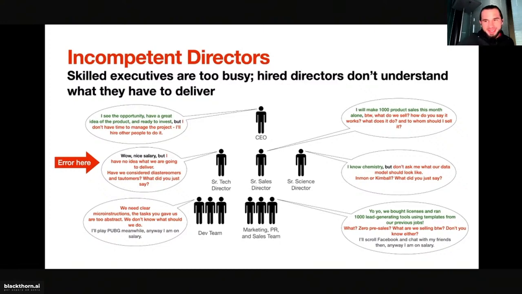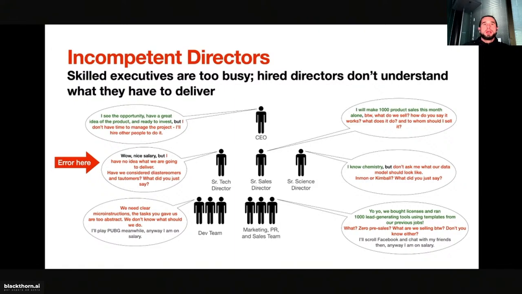The problem is that the sales director doesn't understand what he is going to sell. He doesn't understand what this thing does, who he should speak to, about what, what his ideal customer profile is, and so on. He doesn't know how it works. He doesn't know what the tool does. It all results in many efforts spent without any result.